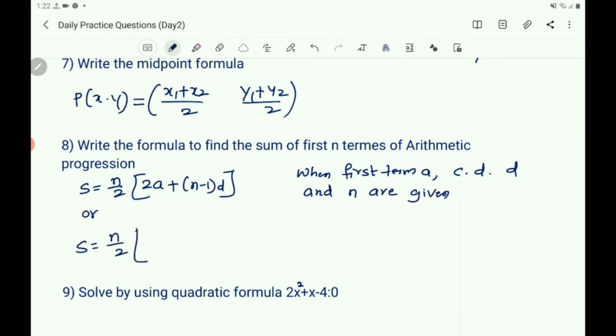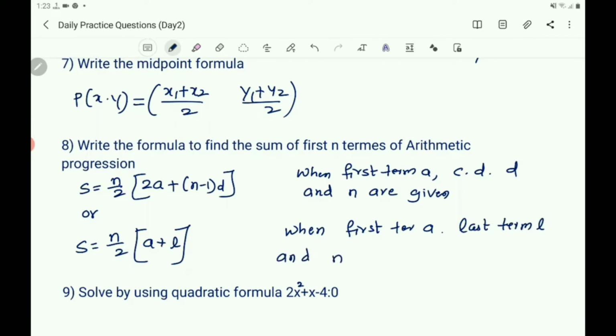Or also you can write S equals n by 2 into a plus l, when first term a, last term l and number of terms n are given.